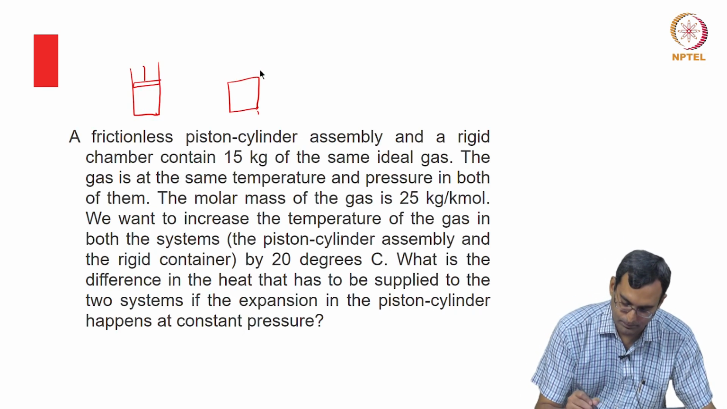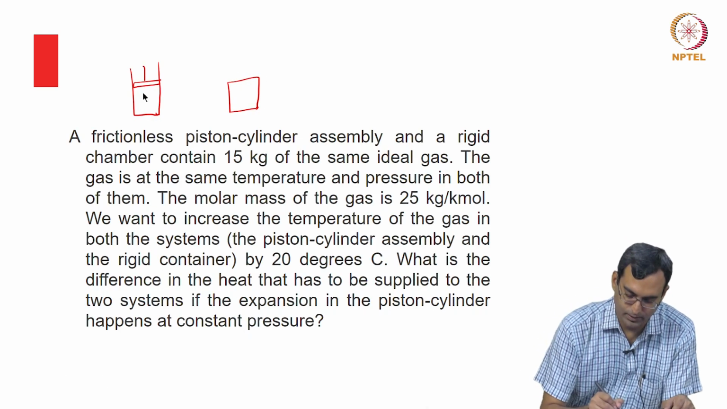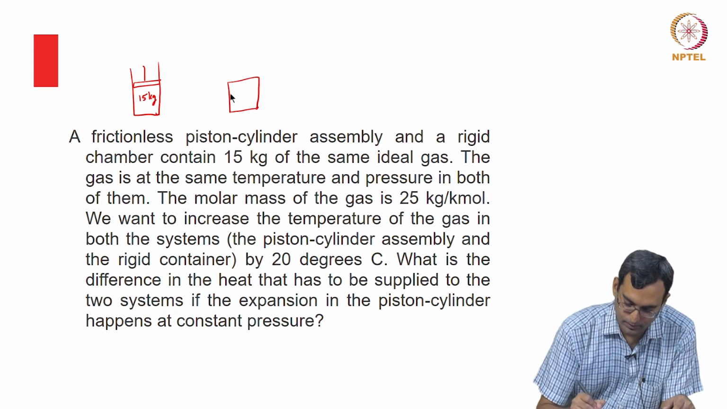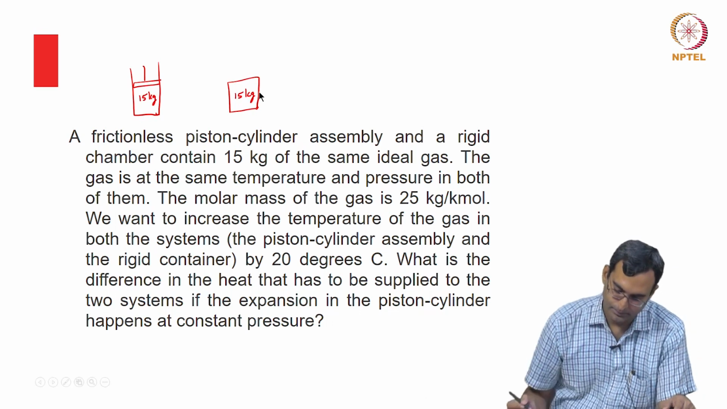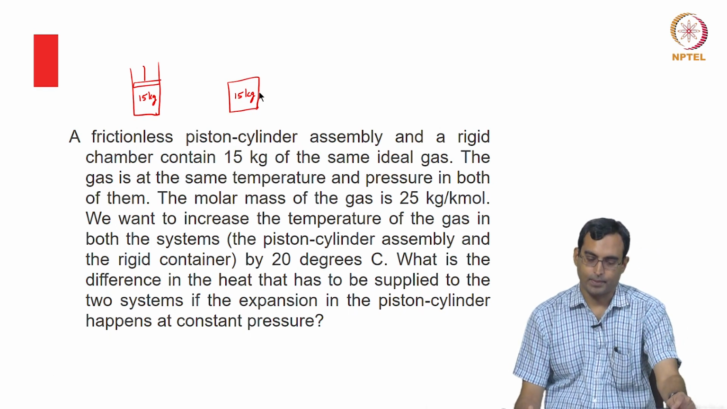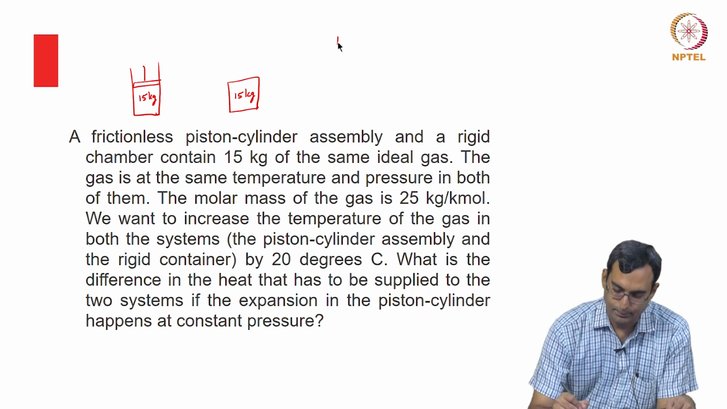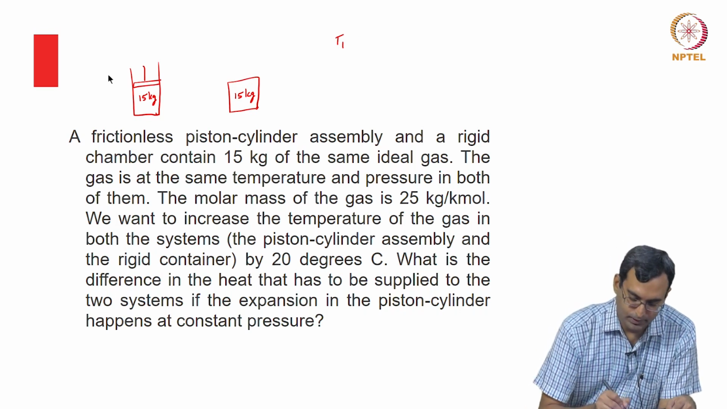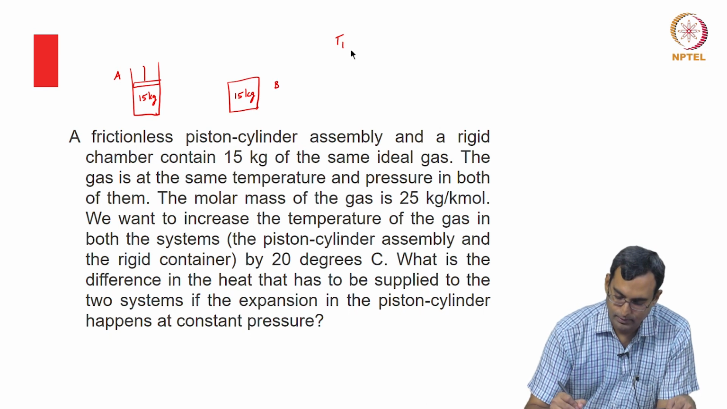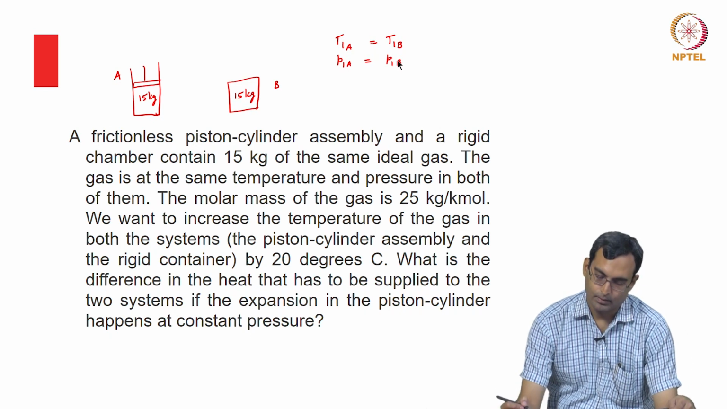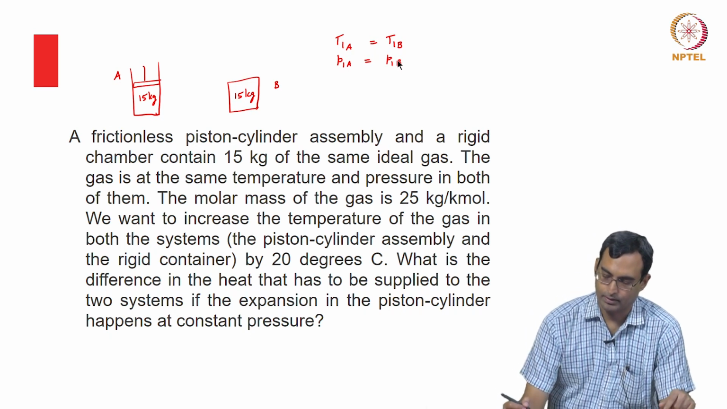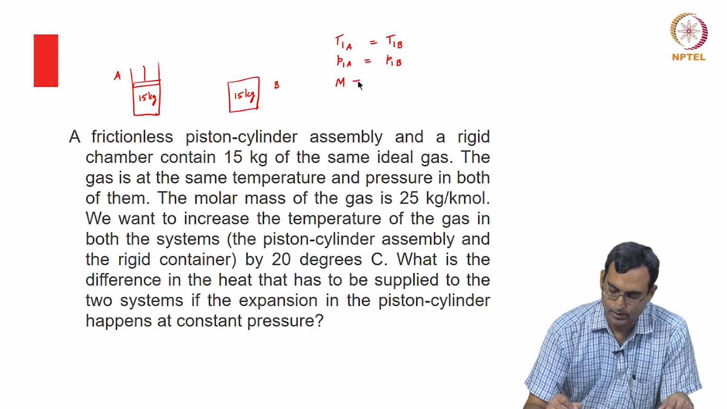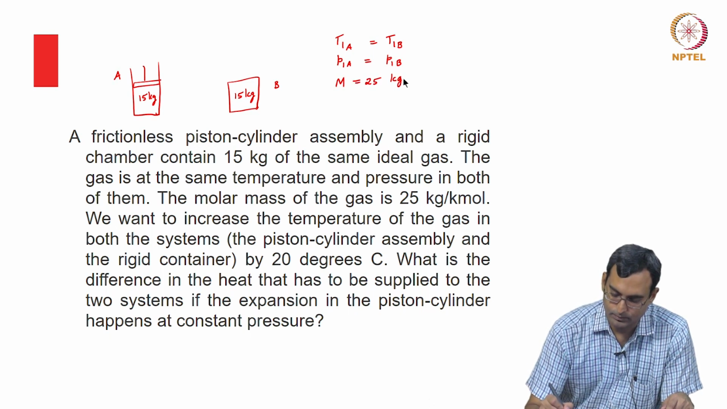Both have the same quantity of gas. So, this is 15 kg, and this also is 15 kg of gas inside. The gas is at the same temperature and pressure in both of them. So, temperature, I am going to call these A and B. T1A is the same as T1B. Pressure initially in A is the same as pressure in B. The molar mass of the gas is 25 kg per kilomole. So, the molecular weight is 25 kg per kilomole.